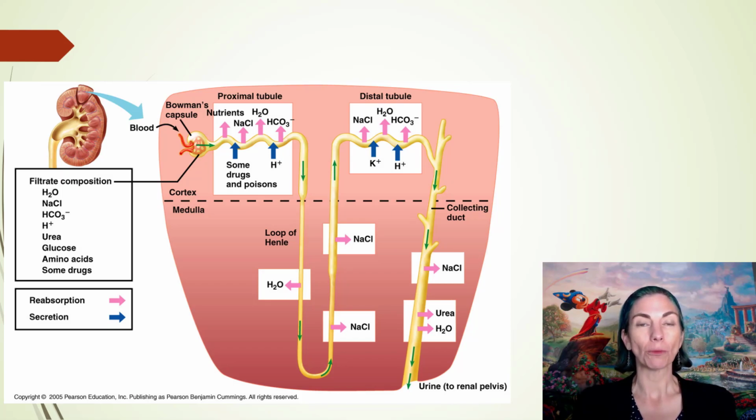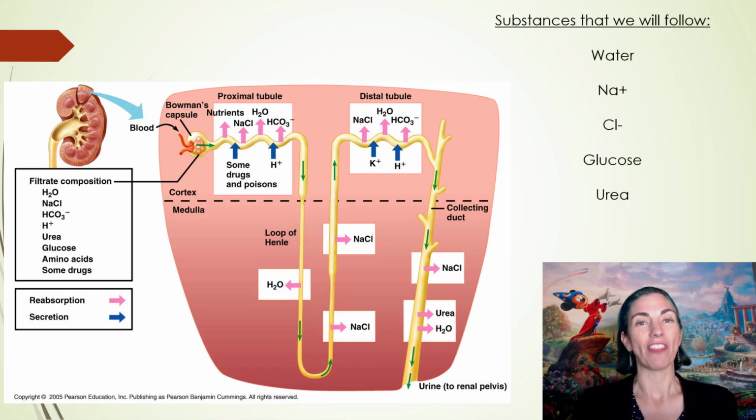Indeed, the proximal tubule certainly pulls more than its fair share of the reabsorption duties, and even a little bit of secretion happens in the proximal tubule as well. Now you'll see here that the list says nutrients. Remember, nutrients are going to be glucose, amino acids, and nucleic acid, sodium and chloride. We have water, we have bicarbonate, and what's not shown on here are some waste products such as urea. We will not be covering all of those substances, but we will certainly be following some of them.